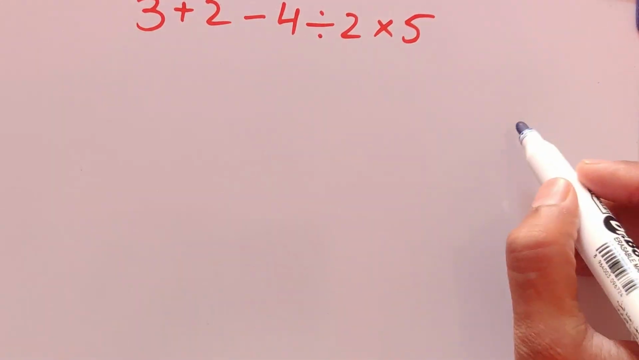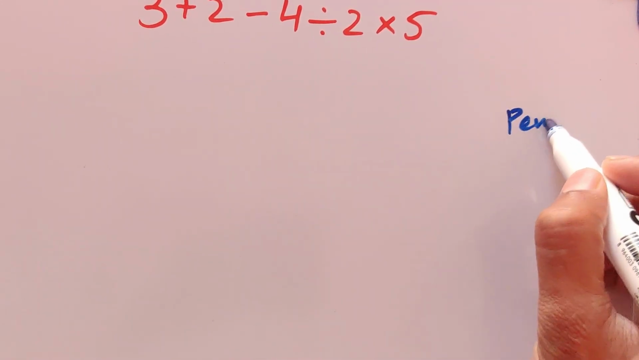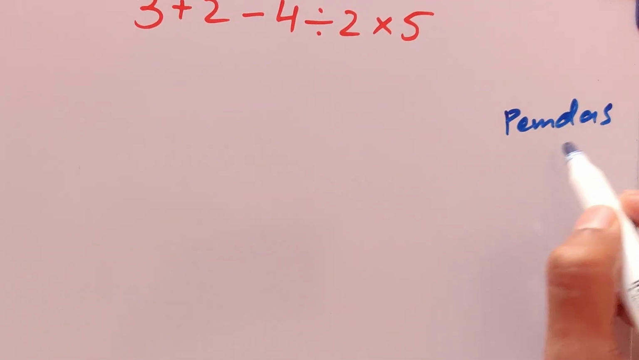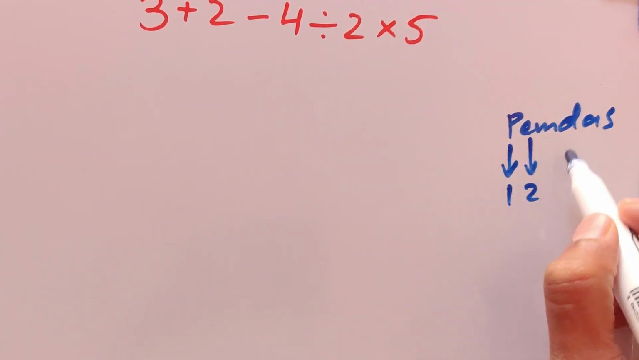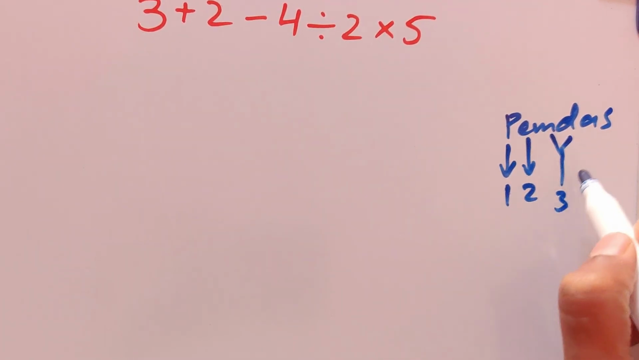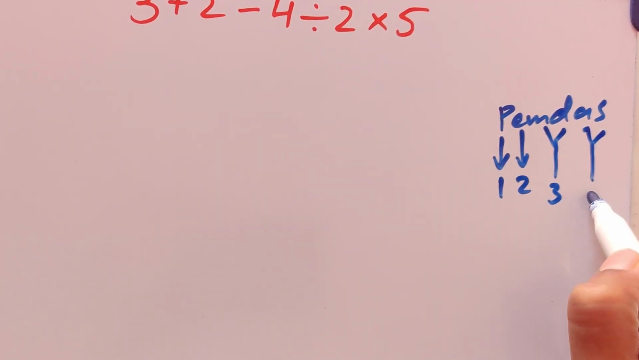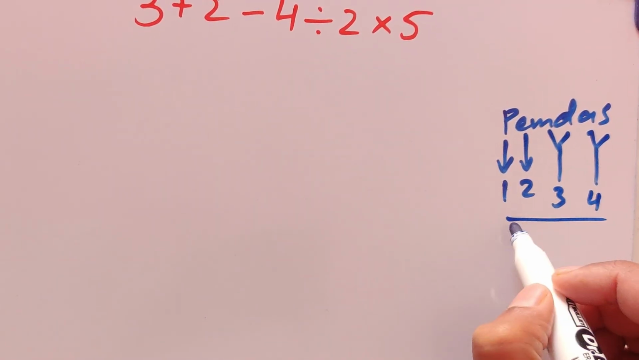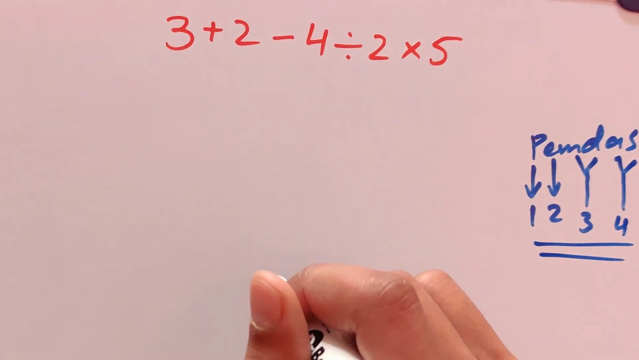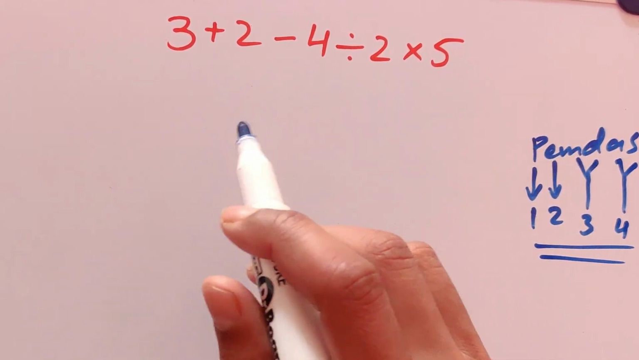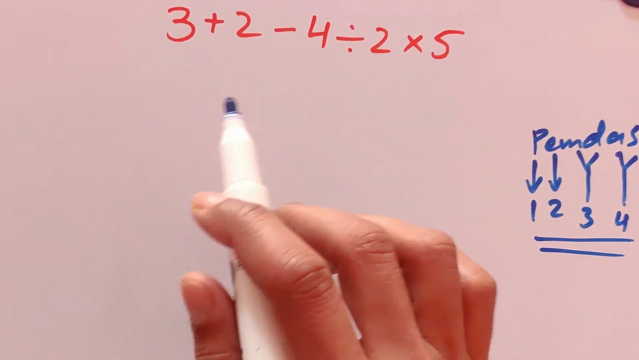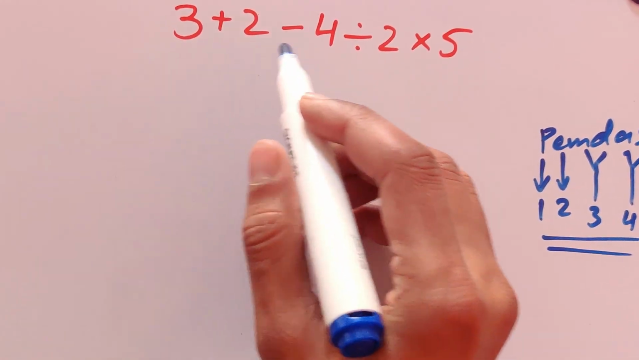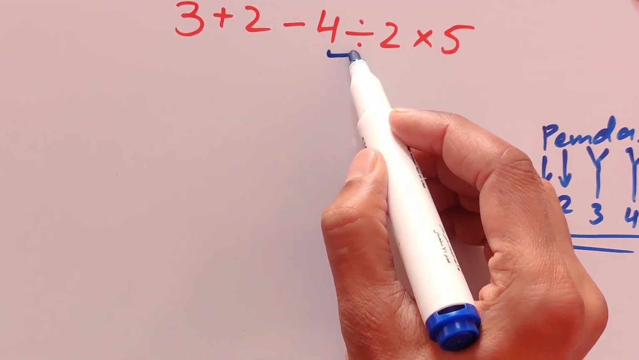We use PEMDAS, right? Parentheses first, exponents, then multiplication and division, and then addition and subtraction, right? So here there are no parentheses or exponents, so we start at multiplication and division, working from left to right, right? So first of all, division.